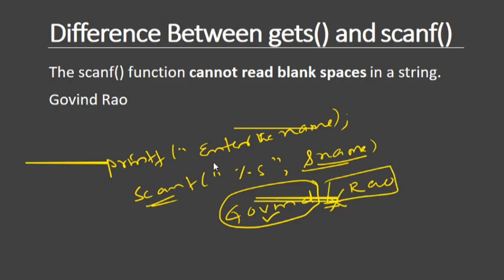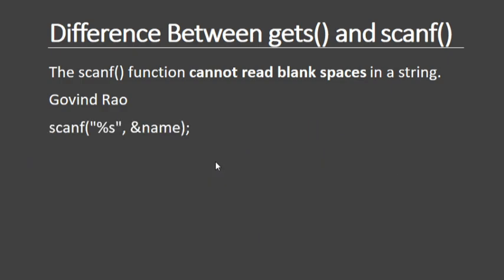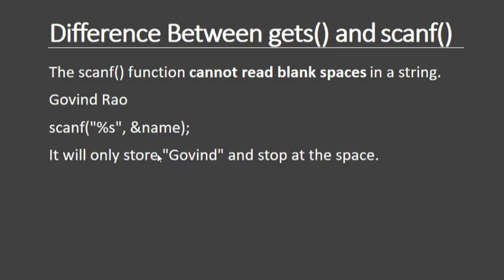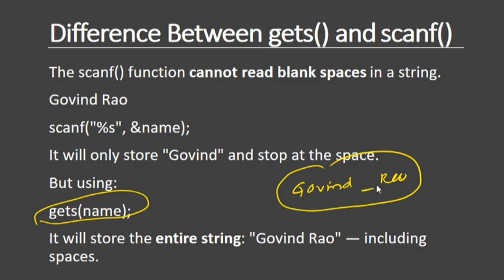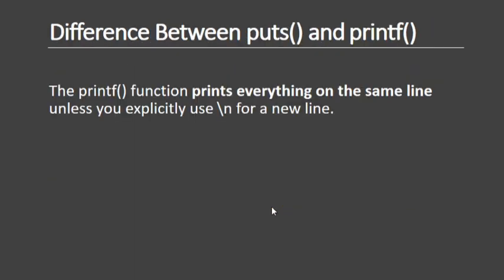Whereas gets name, even if you are entering Govind Raw like this, the gets name function reads a complete string even if there are blank spaces. So that is the difference between gets and scanf function. Now the difference between puts and printf function.